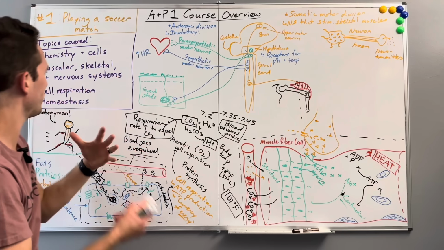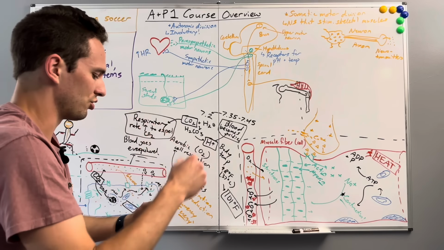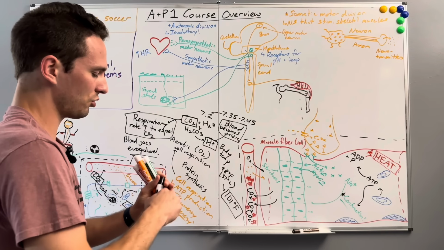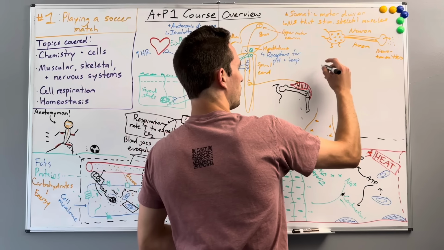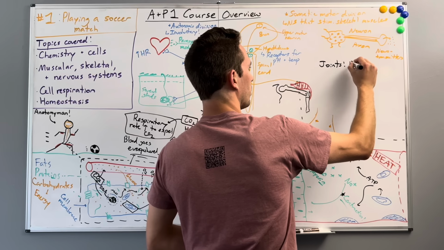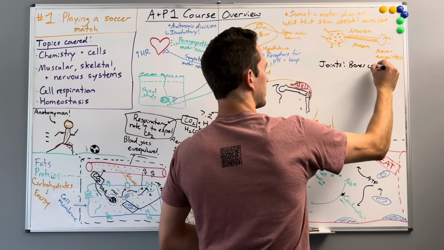So we're going to talk a little bit about the skeletal system and joints. So what do we have here? Well, let's talk about the joints first. Well, the joints in the skeletal system are simply where two or more bones come together. So joints are where bones come together.